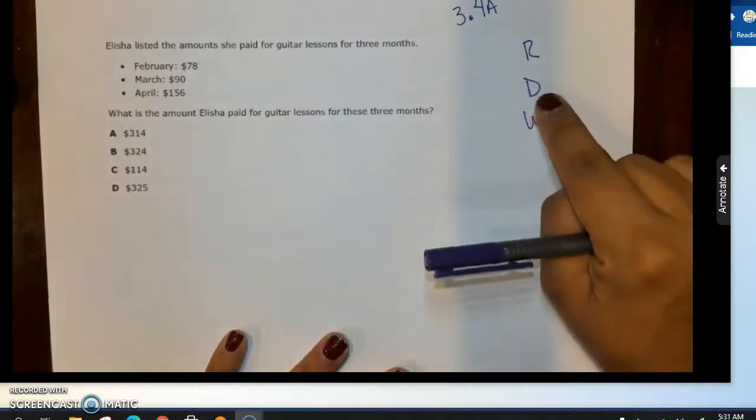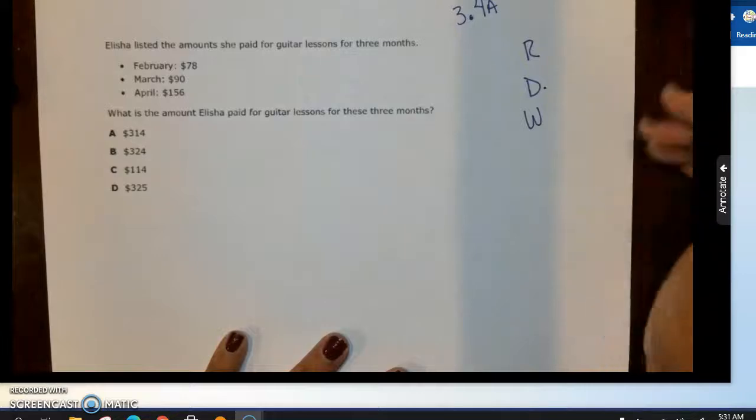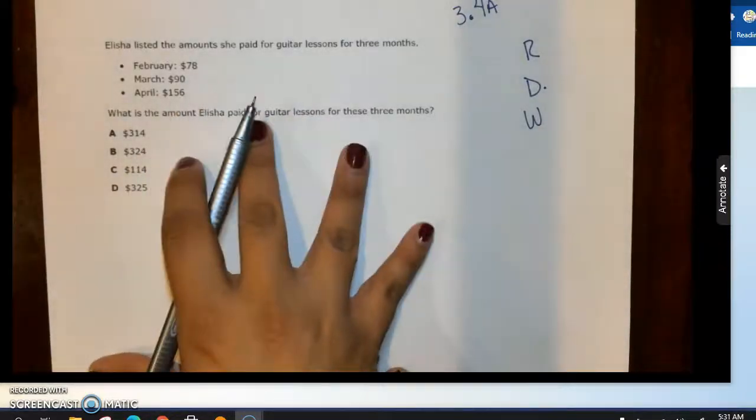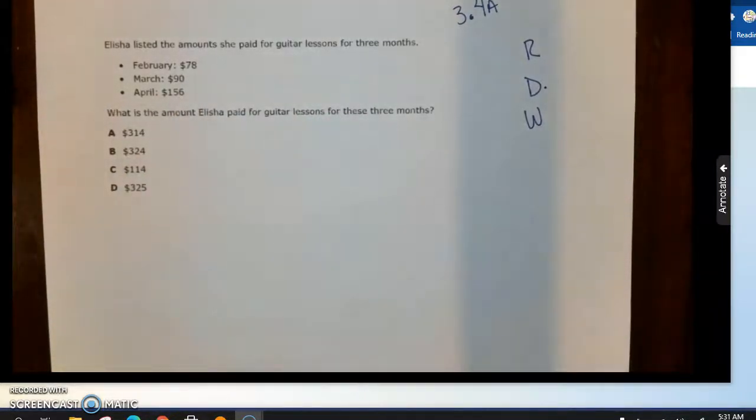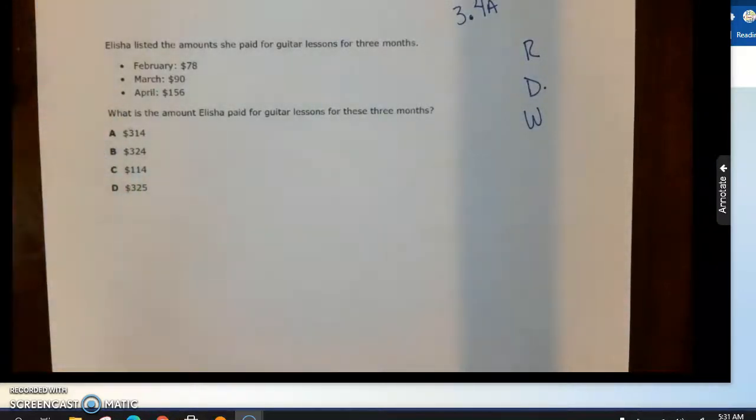Okay, now we're going to move on to our D, or draw. What are we going to draw that represents our problem? So this is where we take the time to think about what is happening in the word problem, or we could say what's going on in this small story. Well, we know that Alicia is paying for a service, right? She's paying for her guitar lessons. And we want to know the total amount she's paying for these 3 months.